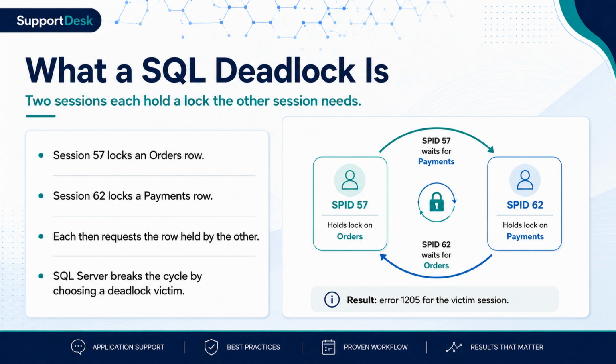Session 57 updates an order row and holds that lock. Session 62 updates a payment row and holds that lock. Session 57 then tries to update the payment row, but Session 62 has it. Session 62 then tries to update the order row, but Session 57 has it. Neither session can continue. SQL Server detects that cycle and chooses one transaction as the victim. The victim is rolled back so the other transaction can complete.